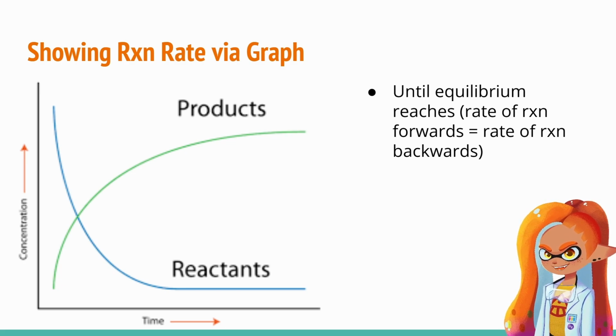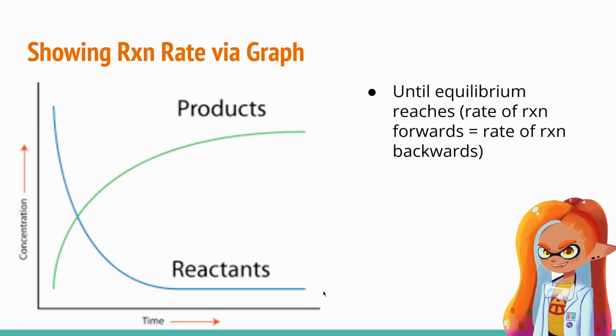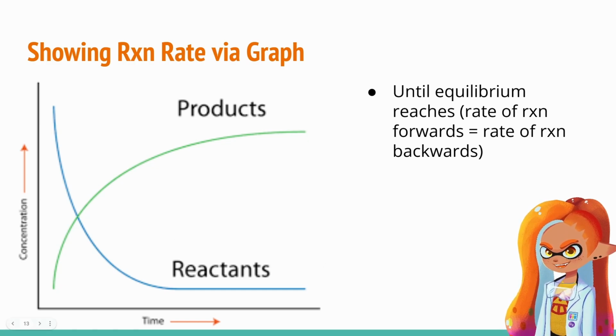On the graph, when you reach equilibrium, this bottom line here and this top line are going to be completely horizontal. So right now you can see the reactants have reached a horizontal line, but the products are not quite there yet. Eventually the products will also be a horizontal line. When every single line on the graph is horizontal, that is going to be equilibrium.